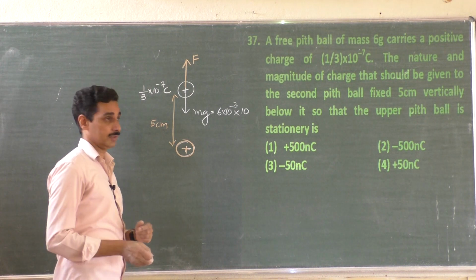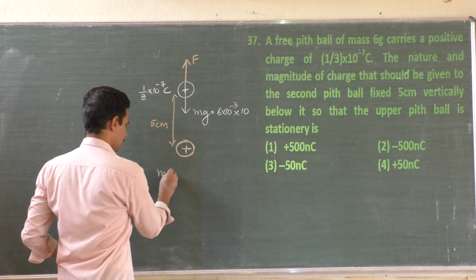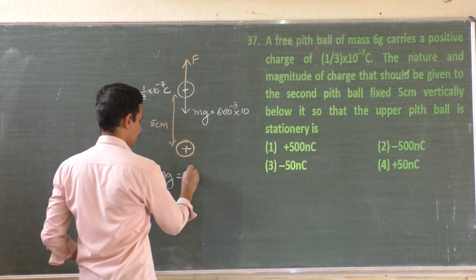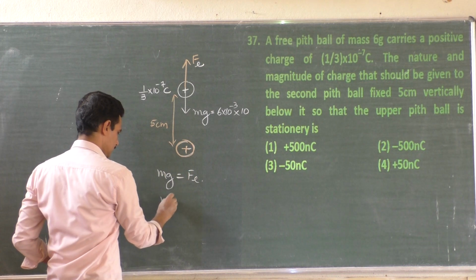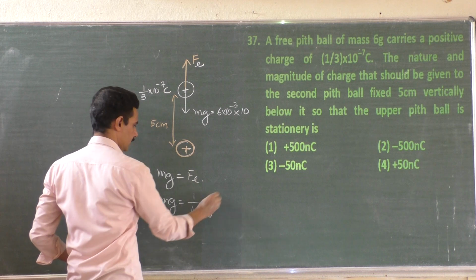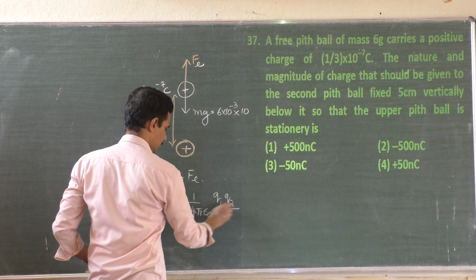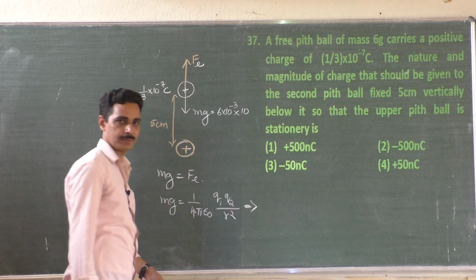Weight of the oil drop, right? So shall we equate these two? mg must be equal to F, the electrostatic force of repulsion. What is that? mg must be equal to 1/4 pi epsilon naught Q1 Q2 by R square. That implies, I can use this part of the board now.